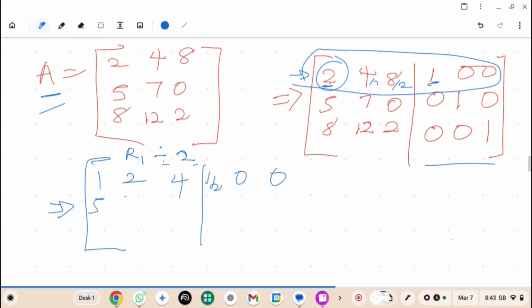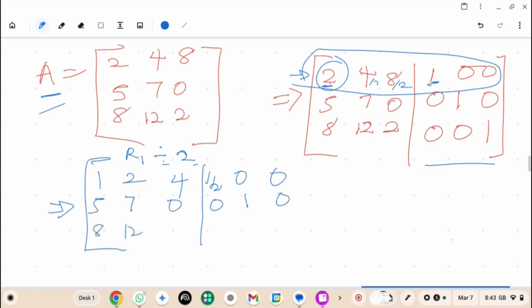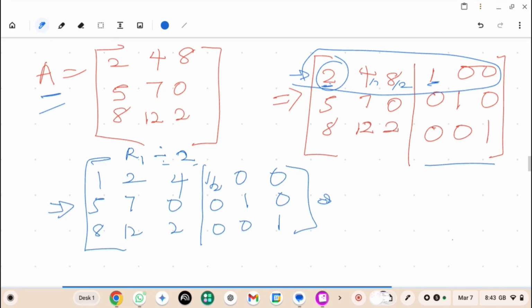The other rows are unchanged. So we have 5 here. We have 7, 0. 0, 1, 0. We have 8. We have 12. We have 2. 0, 0, 1. Now we've been able to change these 2 to 1, so we are done with this first row, first element. So we are moving to this 5.